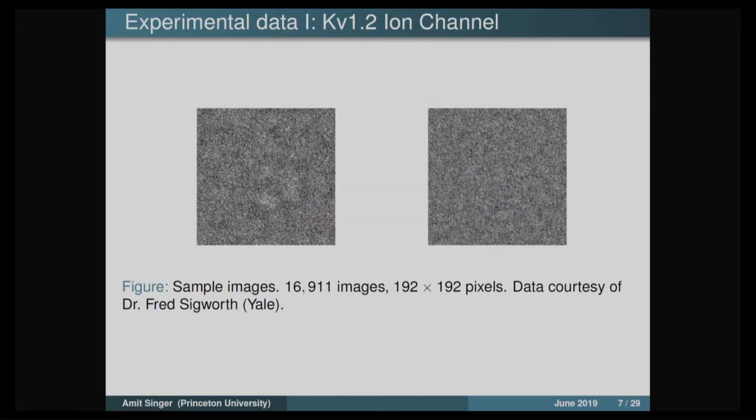Okay, so here, just to illustrate the level of noise that we have in experimental images. These are just a sample of 2 images out of a much larger collection of about 17,000 images. These are images from Fred Sigworth at Yale. And so this is not a micrograph. This is just one particle image that was picked from the micrograph. So presumably, there is a molecule inside here.